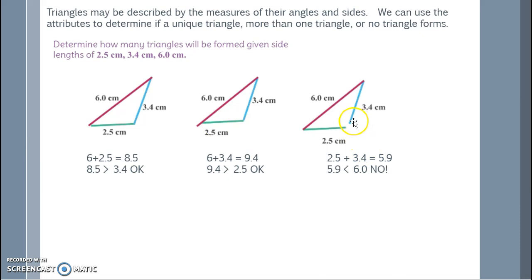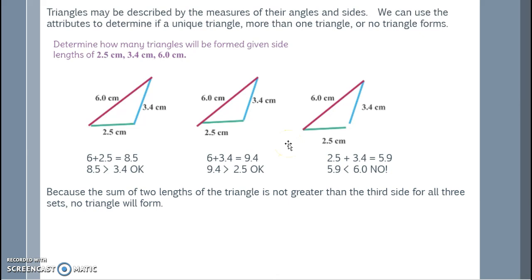However, if I were to add 3.4 and 2.5, we get 5.9. That is not greater than the other length, so this is not okay. Because the sum of two lengths of the triangle is not greater than the third side for all three different sets, no triangle will form.